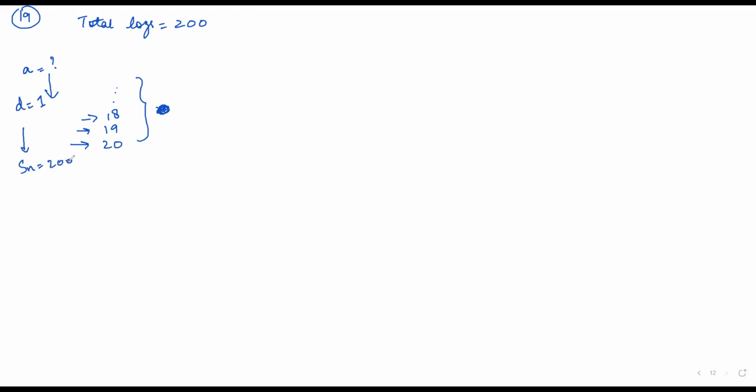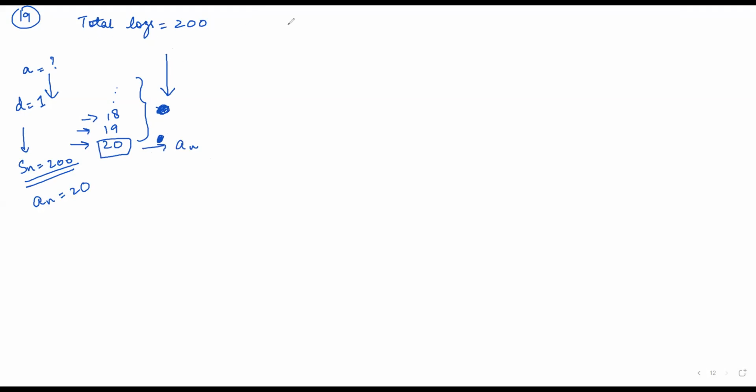Yes. Now, a_n would be 20, right? Sum is 200, that is S_n, I already have here. And also a_n will be 20, because if I'm starting from somewhere, I can see the last one has 20 logs in it. So that is my nth term. Hamna, is this clear? Yes, ma'am.